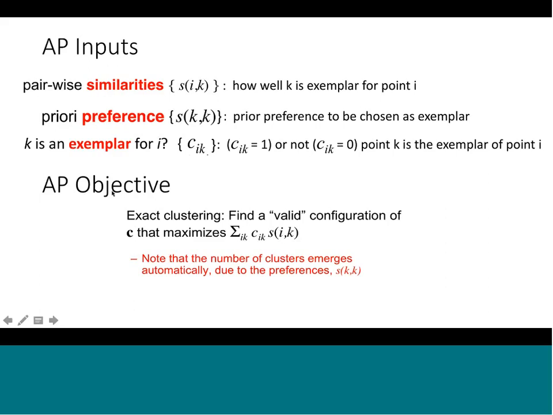So in the end, you want to optimize the objective function of affinity propagation. And you note that the number of clusters emerges automatically from the optimization of this algorithm, of the similarity matrix times the exemplar matrix.